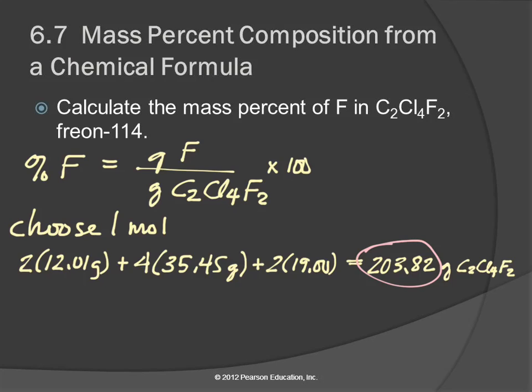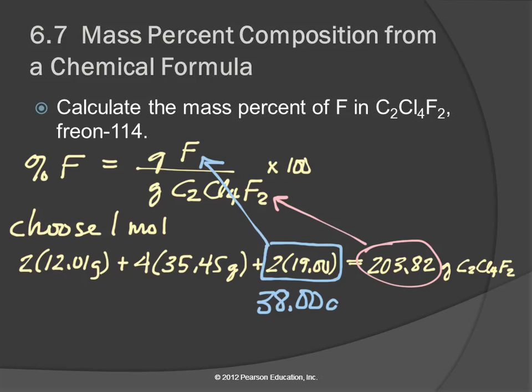This mass is what goes in the denominator. That's the mass of 1 mole of the compound. What mass of fluorine is in this? Two times 19 is this piece right here. That's the mass of fluorine. That part goes up here. So you might want to actually figure that out. That's 38.00 grams.